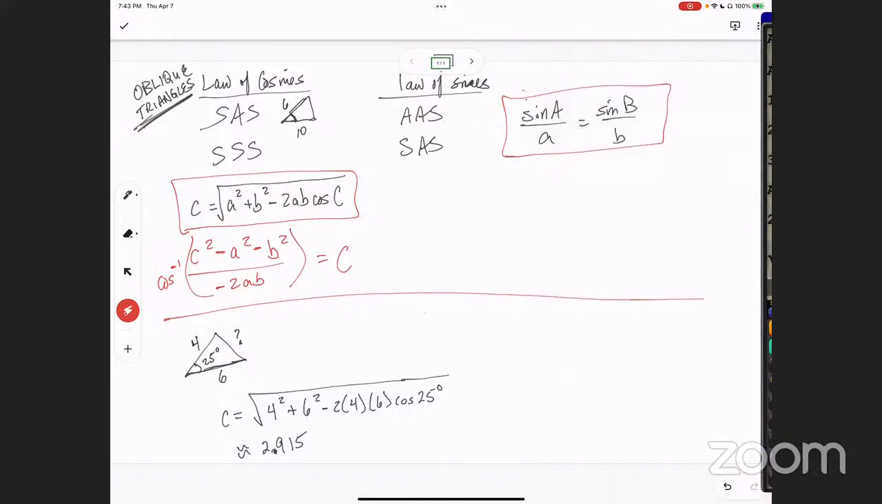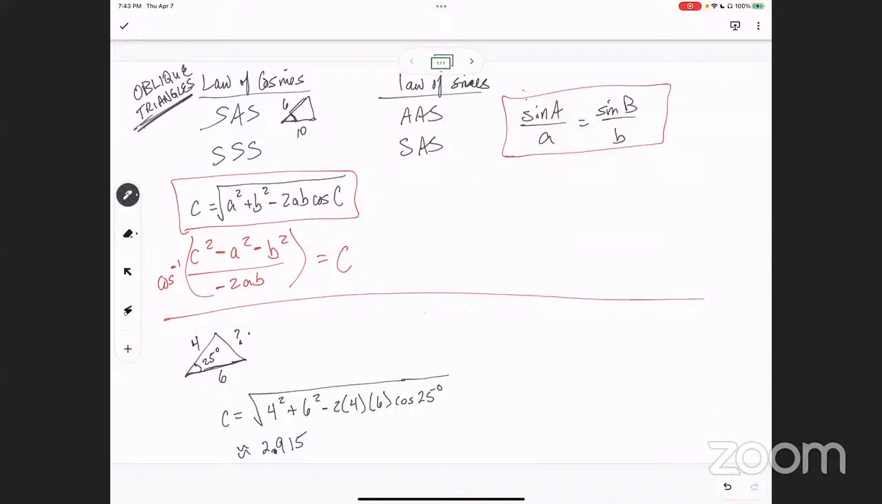Now, what else could I use besides the law of cosines? Now that I have this side, what else could I use? What other method do you know to solve oblique triangles? Law of sines. So now I could use the law of sines. Watch, I'm going to use the law of sines to solve now for this other angle. Let's call this angle A right here.